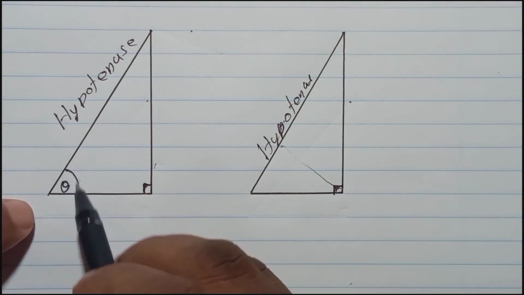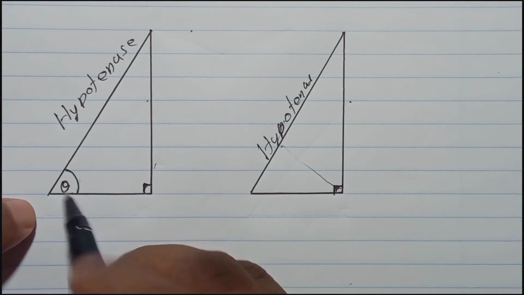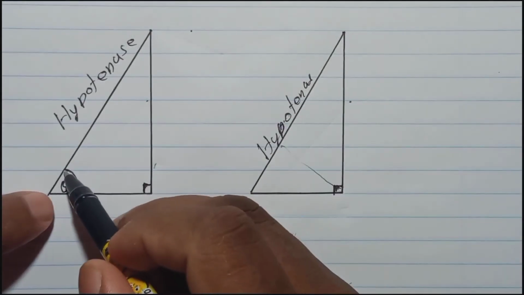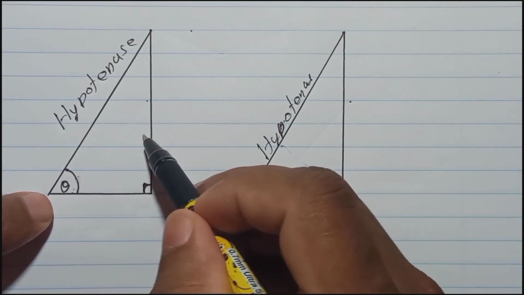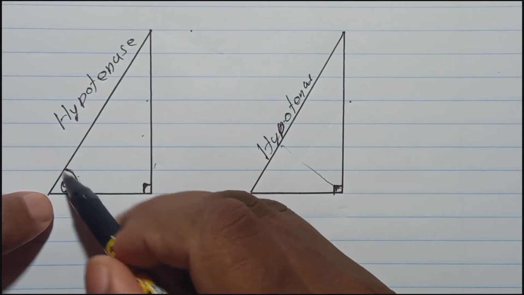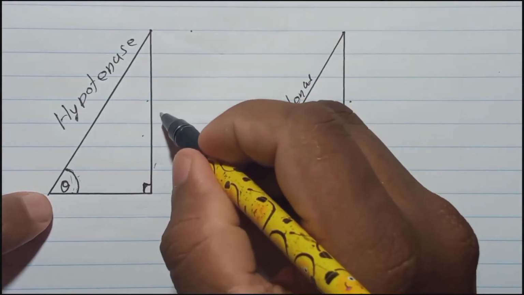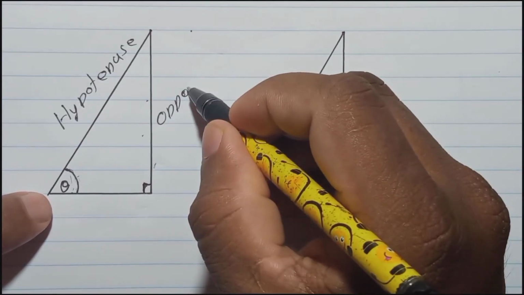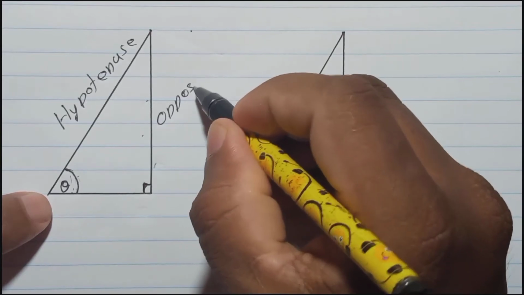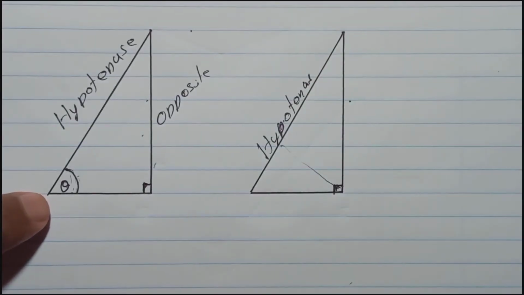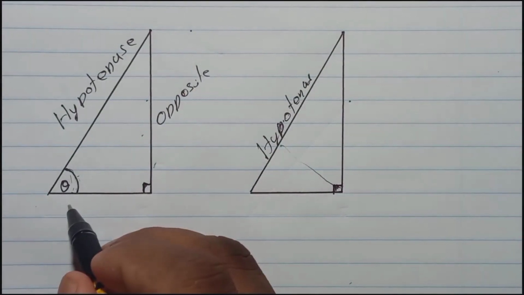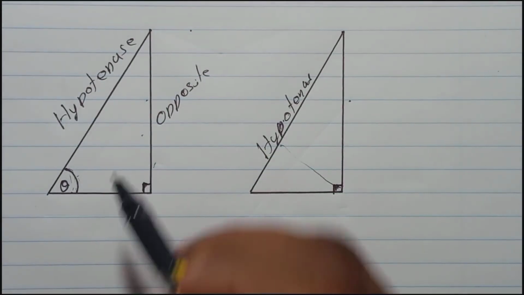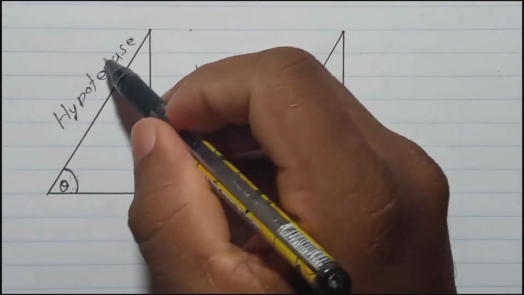Now if I consider this angle, this will be the opposite. Again, a very simple idea. For this angle, this is the opposite, so I will write it here: opposite. And this will be the adjacent, the remaining side will be the adjacent. Again, in front of 90 degrees is the hypotenuse.